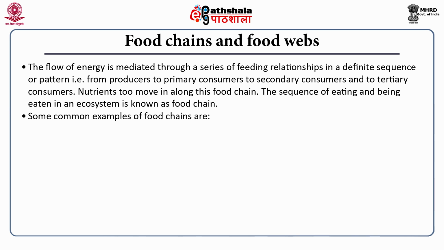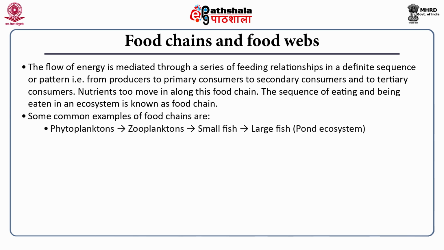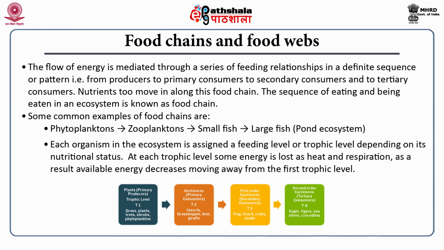Some common examples of food chains. The food chain starts from phytoplanktons. Phytoplanktons are consumed by zooplanktons, then zooplanktons are eaten by small fish, and small fish are eaten by large fish. This is an example from the pond ecosystem. Each organism in the ecosystem is assigned a feeding level, and that feeding level is called the trophic level. That depends on its nutritional status.